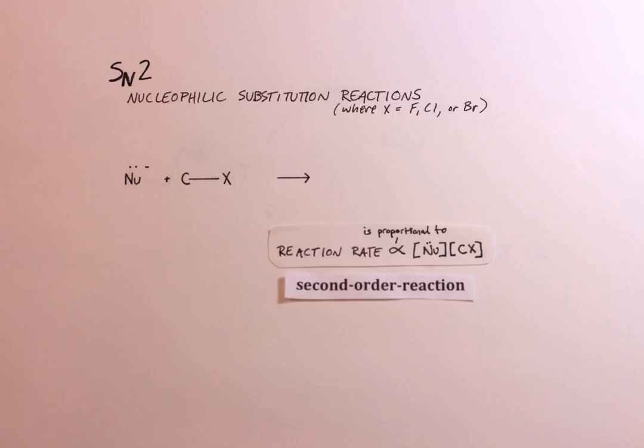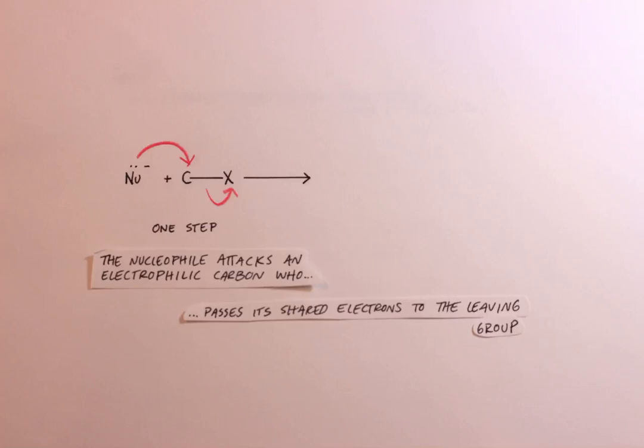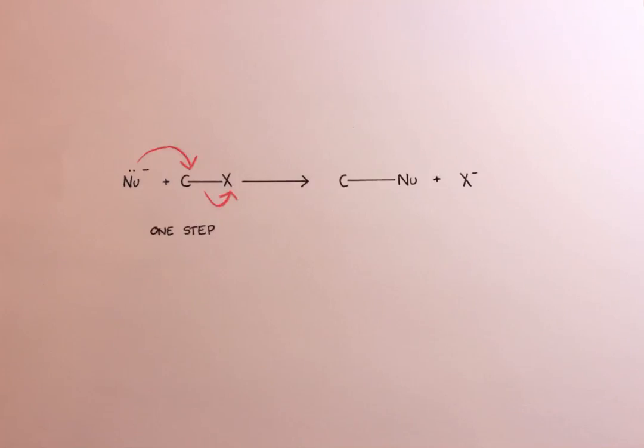Let's look at the basic mechanism for an SN2 reaction, where X is fluorine, chlorine, or bromine. The nucleophile attacks an electrophilic carbon, which passes its shared electrons to the leaving group. In general, for these reactions, weak bases make better leaving groups. SN2 reactions happen in one quick step, with everyone involved. This has implications for the circumstances in which an SN2 is likely to occur.